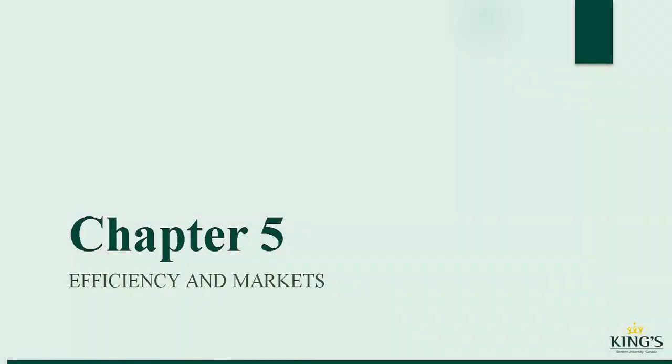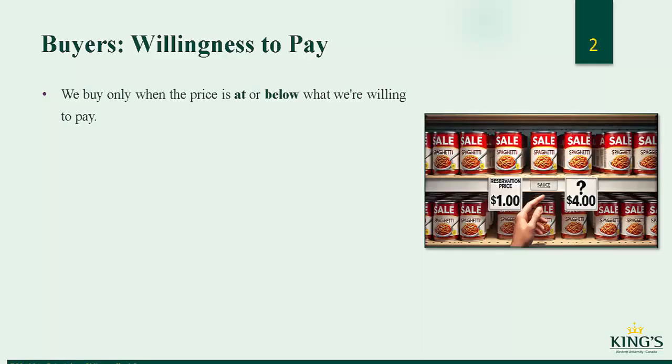In this lecture we're going to talk about Chapter 5, Efficiency and Markets. Okay, so in this lecture we're going to look at how we could reinterpret the demand curve and the supply curve. So we're going to go into a little more detail behind what the price and quantity, for example, most notably the price, means in each of these parts of the market.